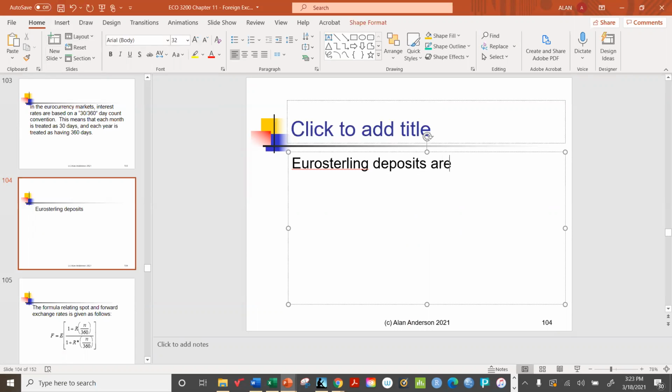Euro sterling deposits are deposits of pounds, of British pounds, held outside of the UK. Why would they call it sterling instead of pounds? Why don't they call them euro pounds? Does anyone know?